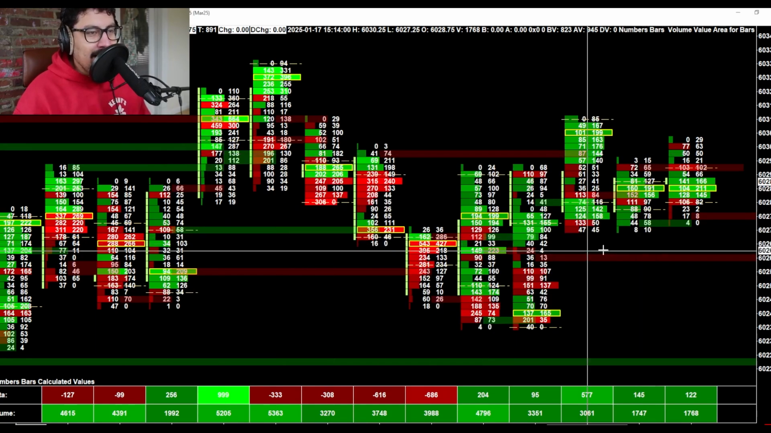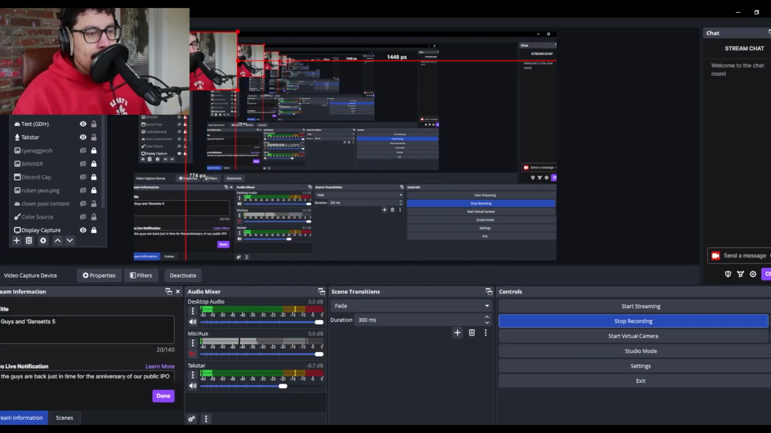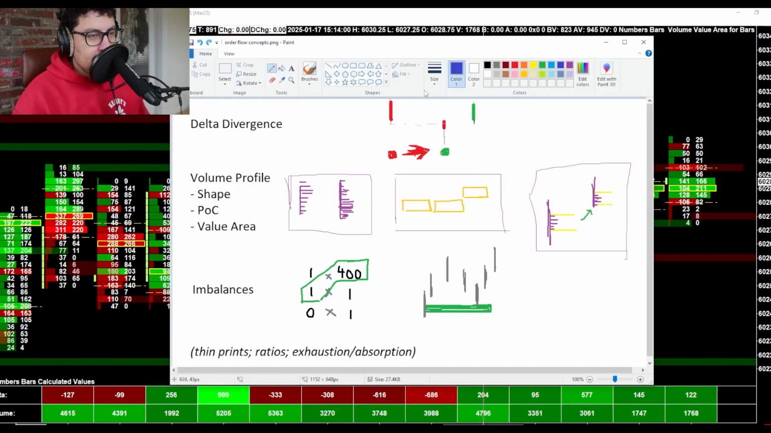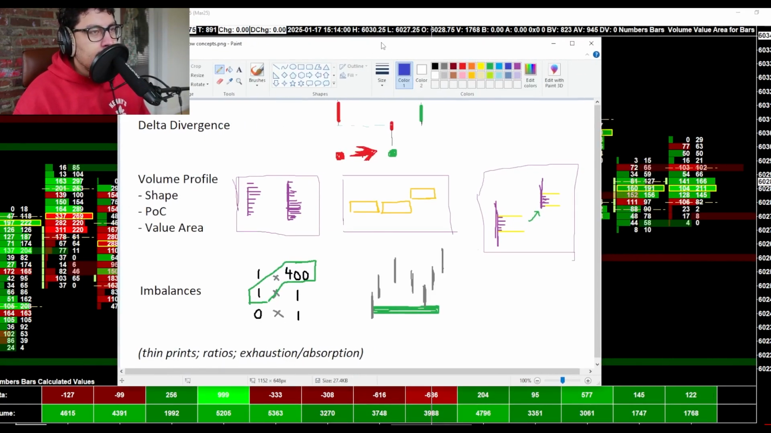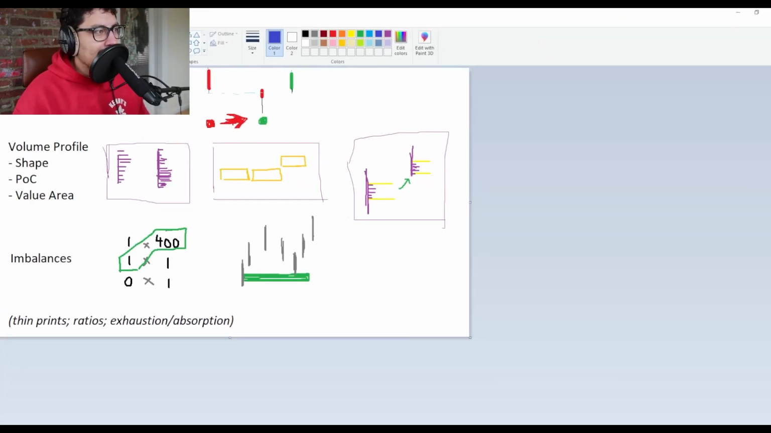I'm a data analyst by trade, and I just like looking at all these numbers. So first things first, let's get into these concepts. Delta divergence. I worked really hard on this drawing.